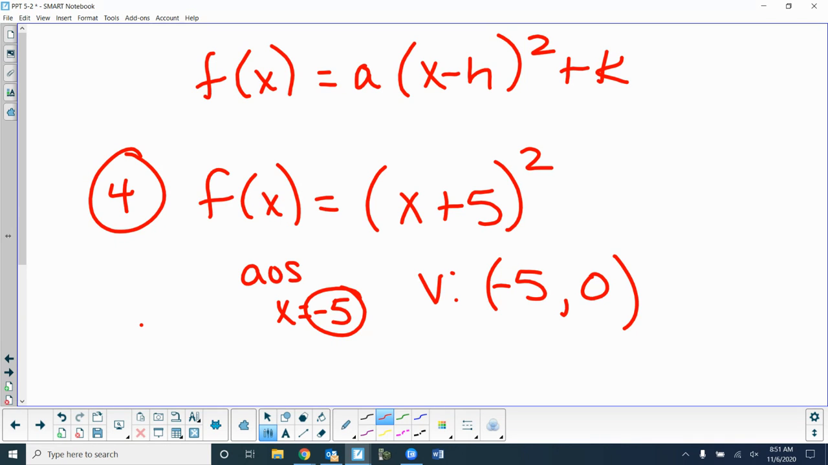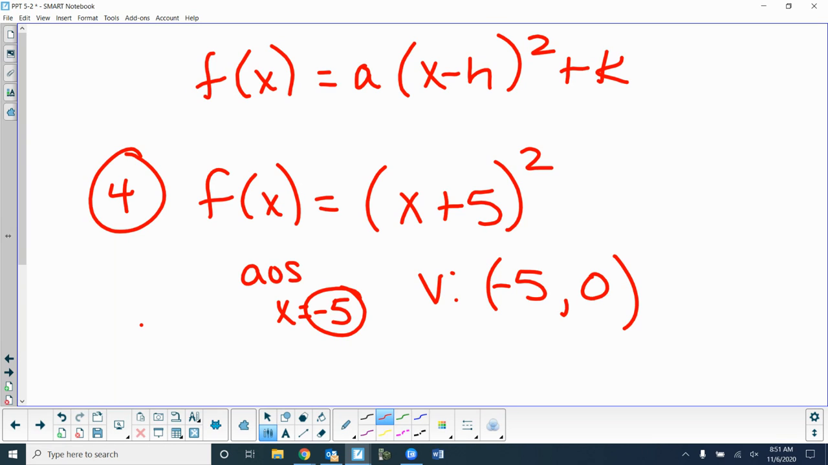Questions on 2, 3, or 4? So number 2 and number 4 were in vertex form. Number 3 was in standard form. So for number 3, you had to do negative b over 2a. But the b was 0. So 0 divided by anything is 0. That means my axis of symmetry is the y axis. That happens sometimes.